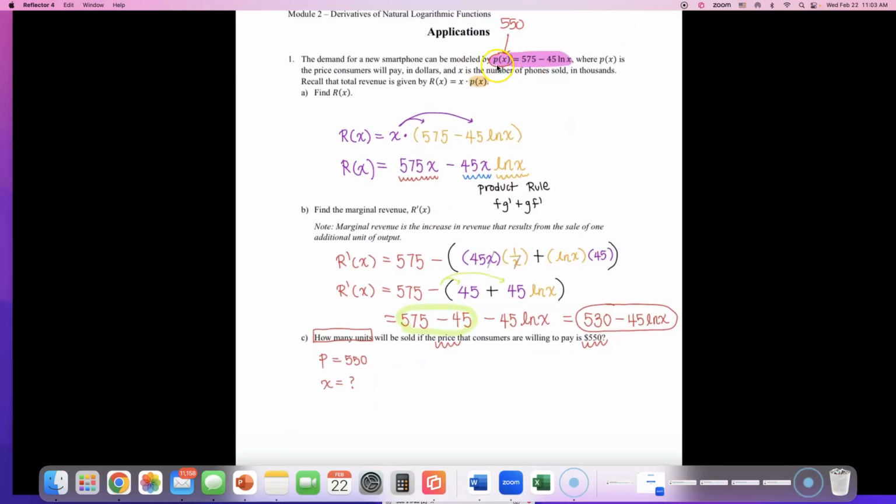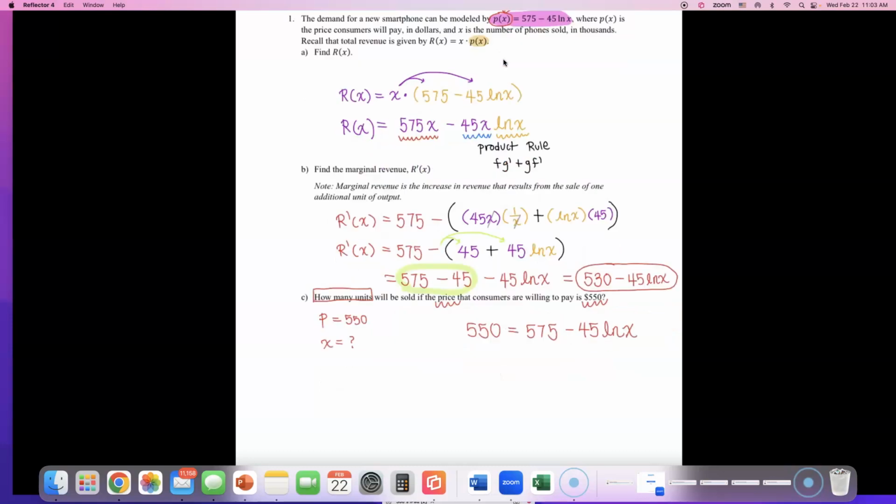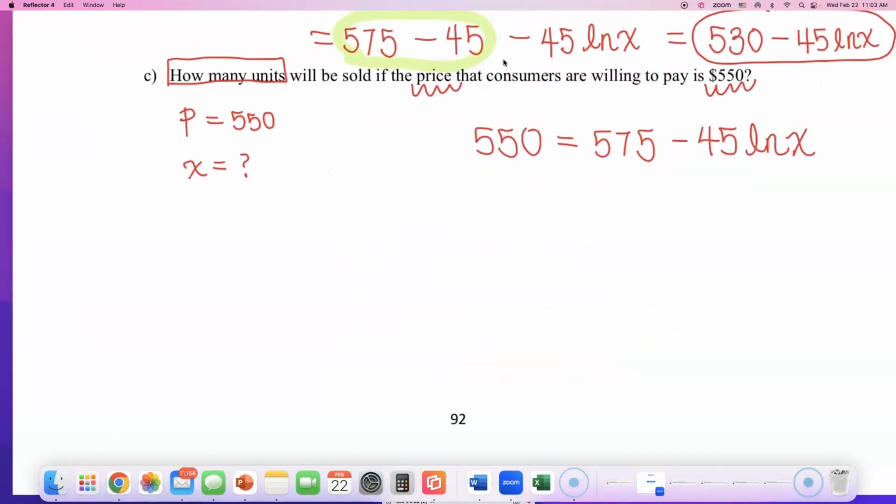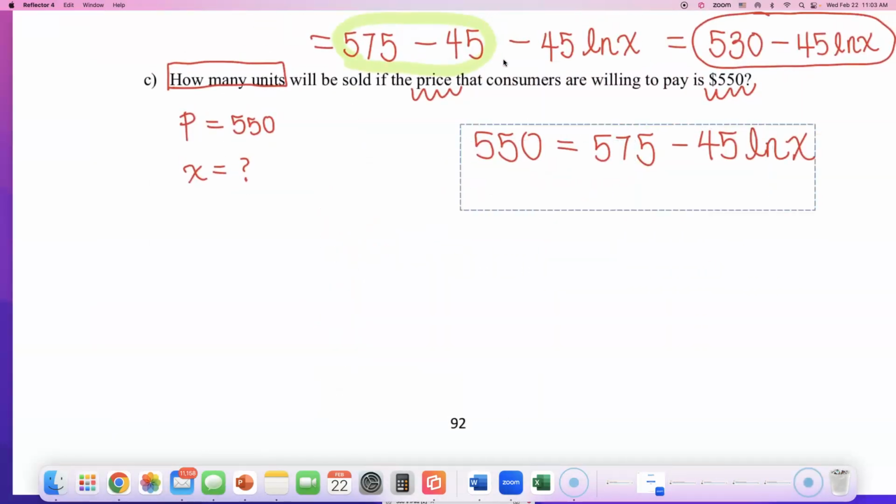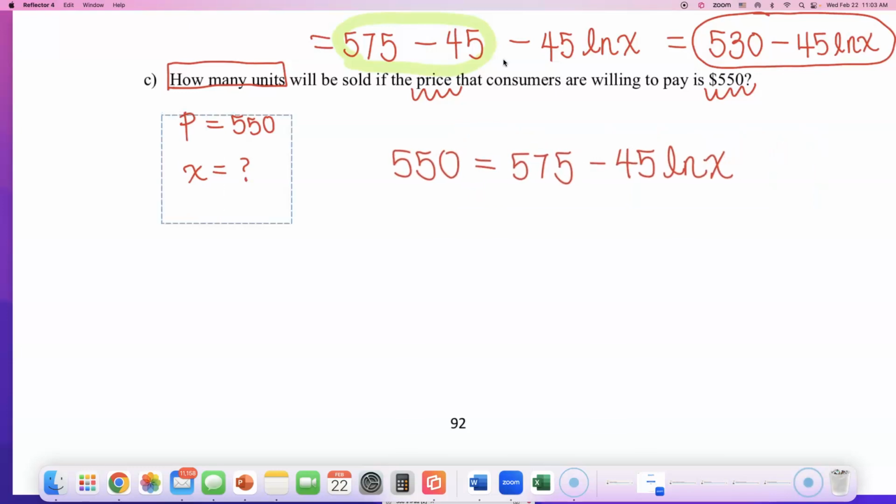We'll just solve that pink equation. So take a look. I'm going to set it up as 550 equals, they're willing to pay that, 575 minus 45 natural log of x. I'm not complaining. It's just a good review of solving equations. But I kind of wanted to use that marginal revenue function that we found. But all right, let's solve this by first subtracting 575 from both sides.